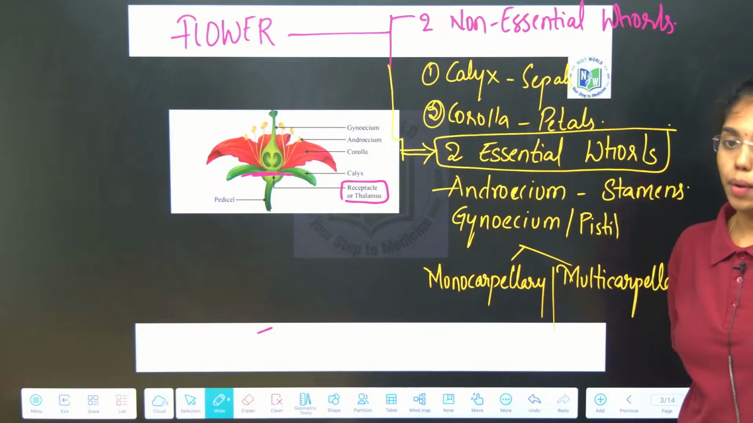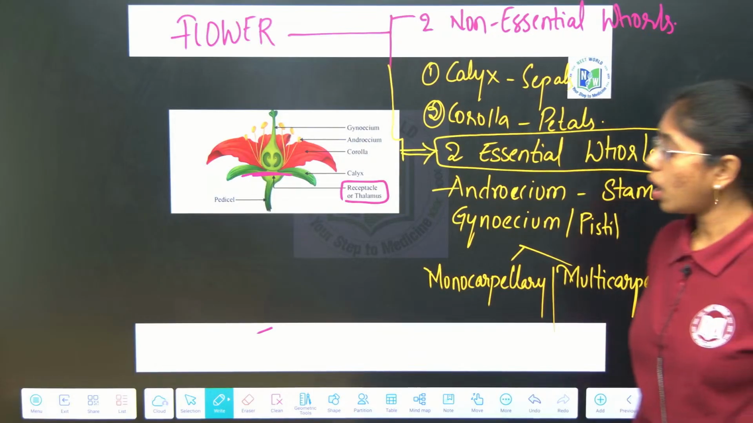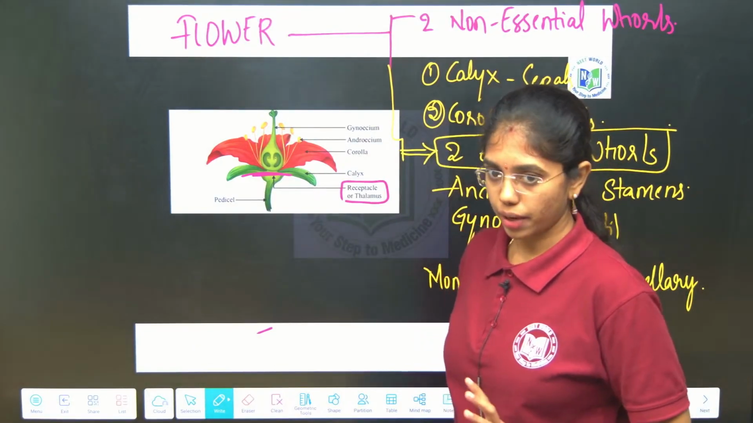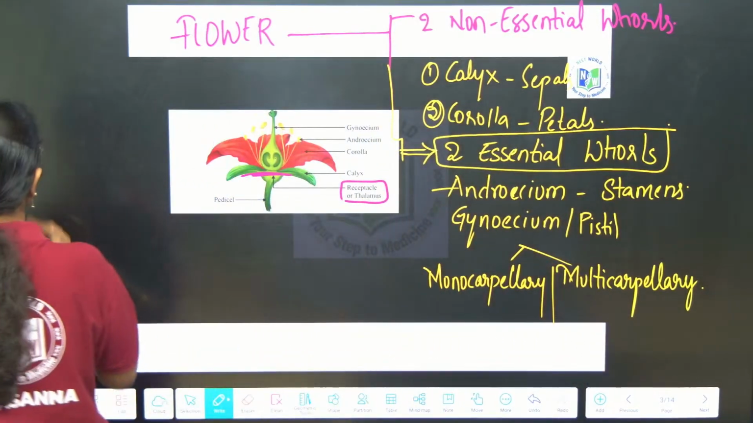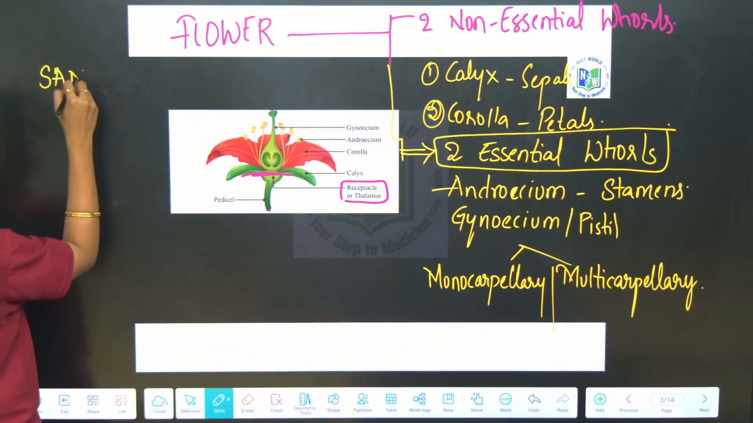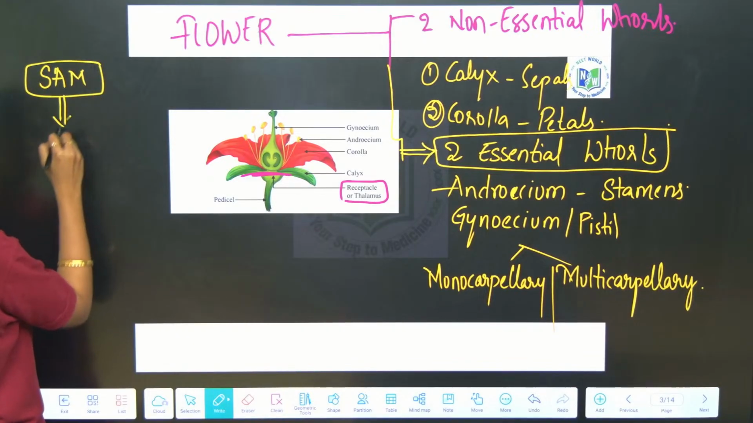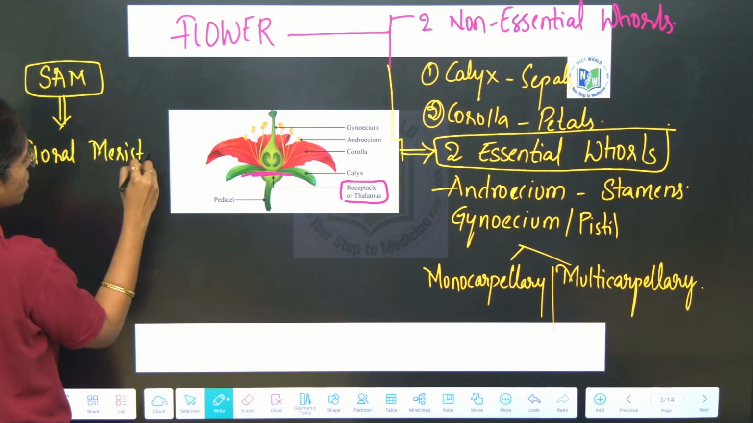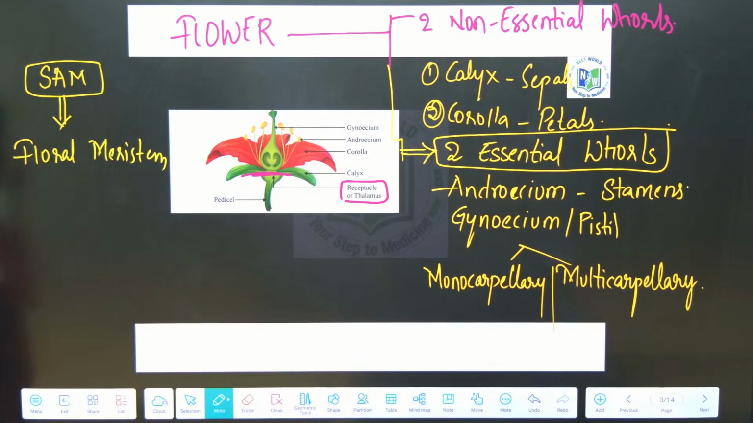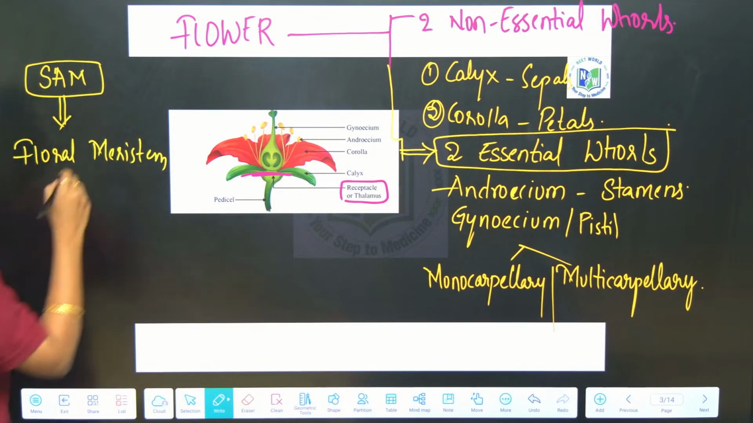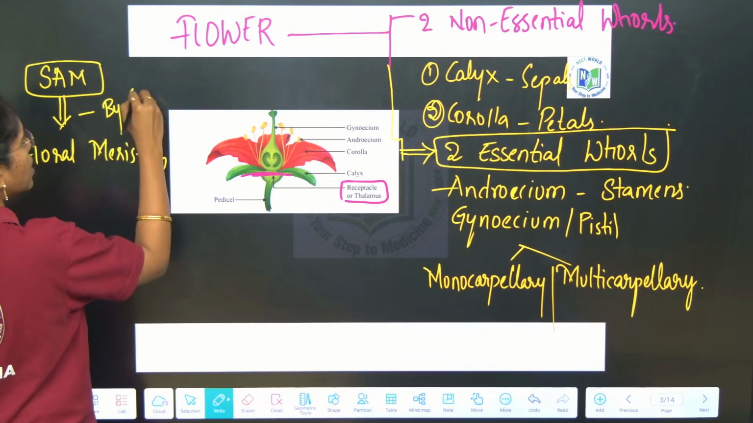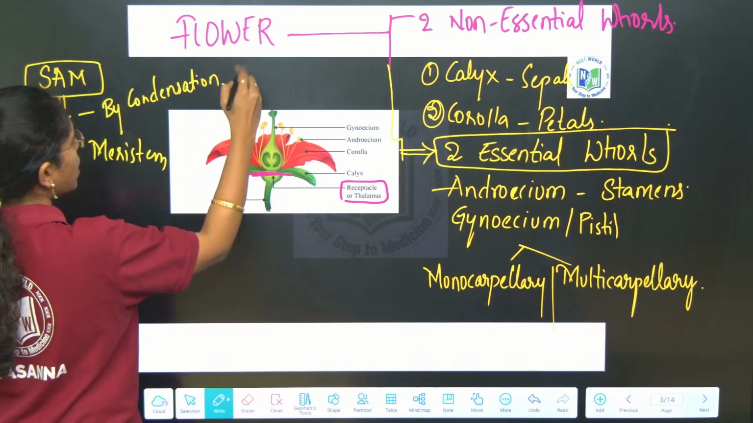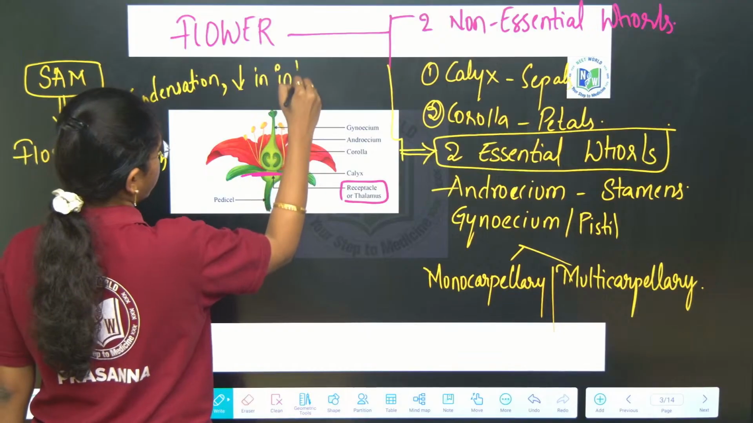How is a flower formed? The decision a plant makes to form a flower is taken much prior to the formation of the flower. It is taken in advance only. How? First, shoot apical meristem will turn to floral meristem. How does shoot apical meristem turn to floral meristem? By condensation and decrease in internodal length.